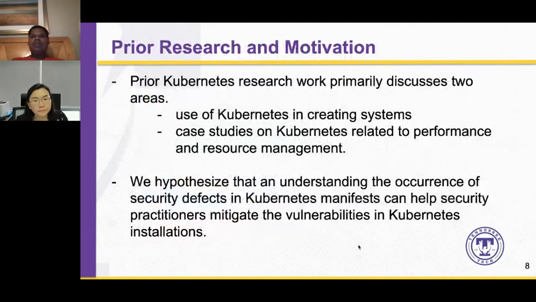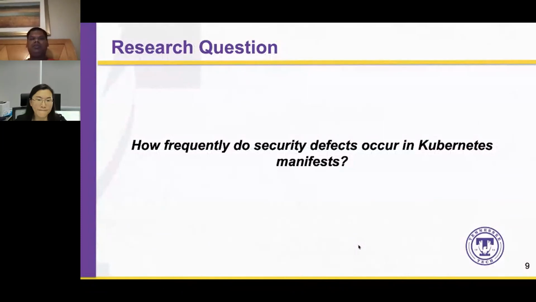Prior research has mostly focused on how Kubernetes can be used to create a wide variety of systems, typically used for high performance computing and machine learning. There are also case studies on Kubernetes related to performance and resource management. We have discussed these types of related work in our paper. Based on the existing work, we felt there is a possibility to systematically study if security bugs appear in Kubernetes manifests.